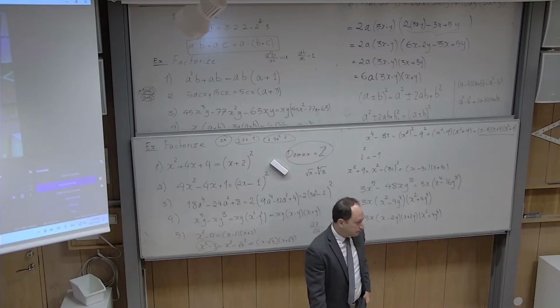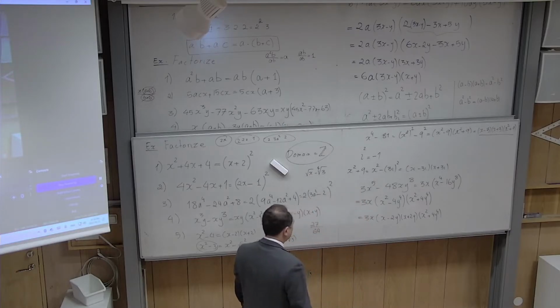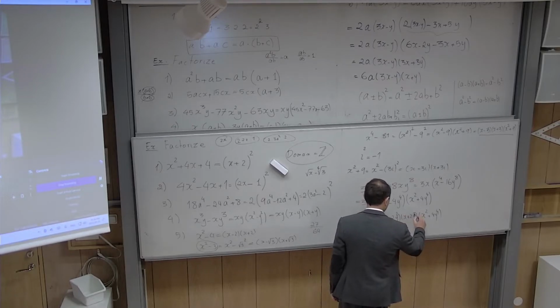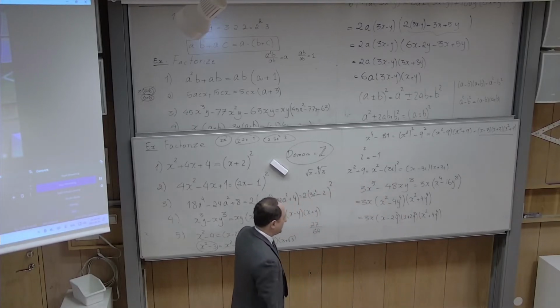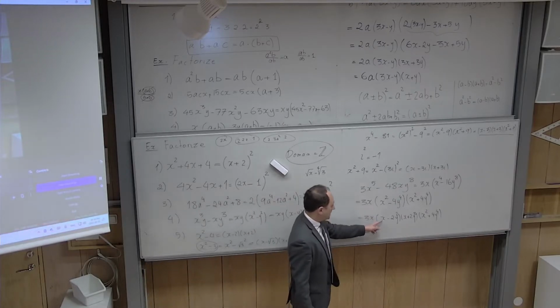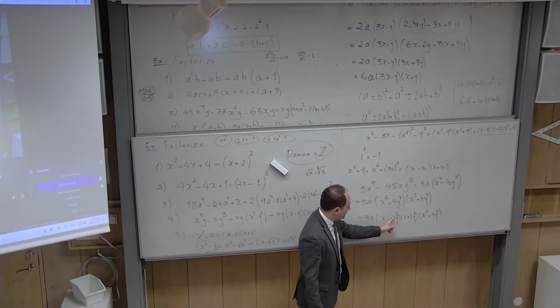Yes? Shouldn't it be x minus 2y? Oh, I am very confused today. Thank you for correcting me. Yes, thank you. Because the square root of x squared is x, but the square root of 4 is 2. The square root of y to the 4 is y to the 2. Yes, thank you.